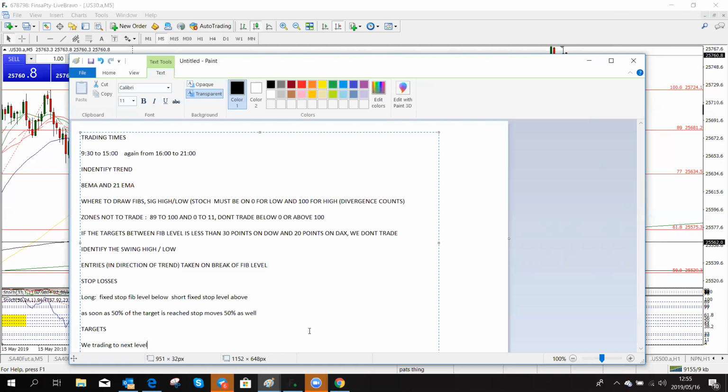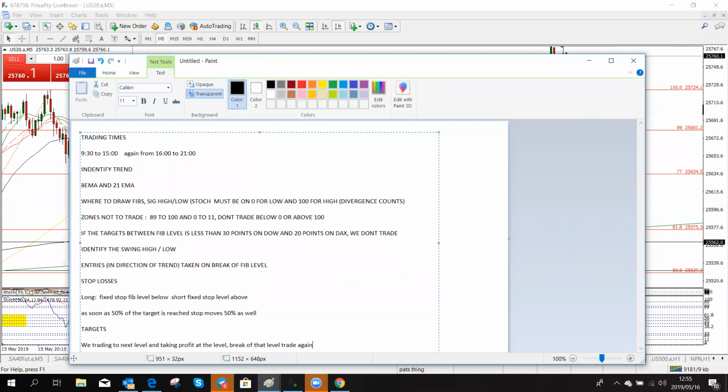Are we trading to the next level and taking profit at the level? If it breaks that level, trade again. Now, for me, on the Dow, we're only paying a 4-point spread. And for me, on the DAX, we're only paying a 2 or 3-point spread. Those spreads are so small that it just makes sense.